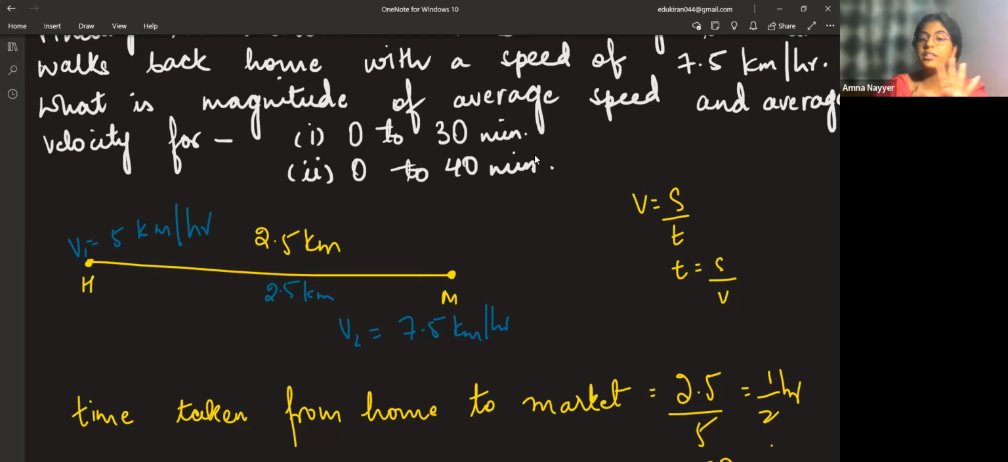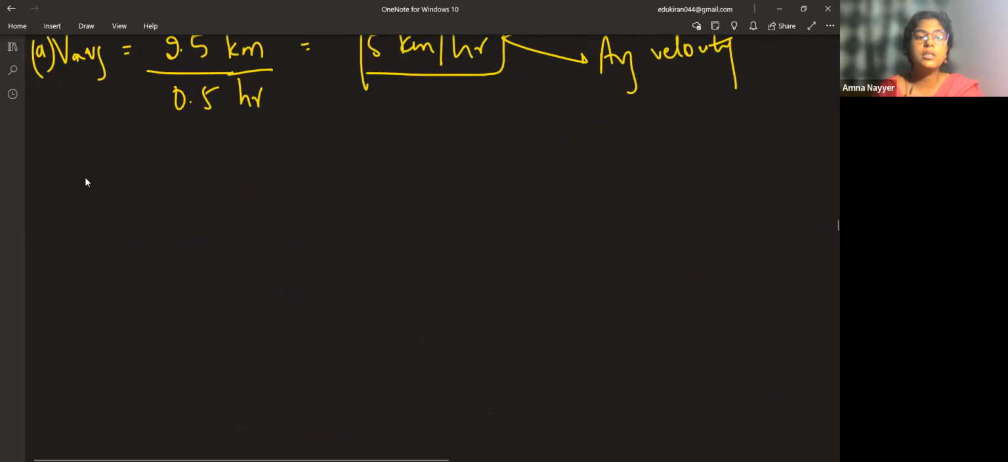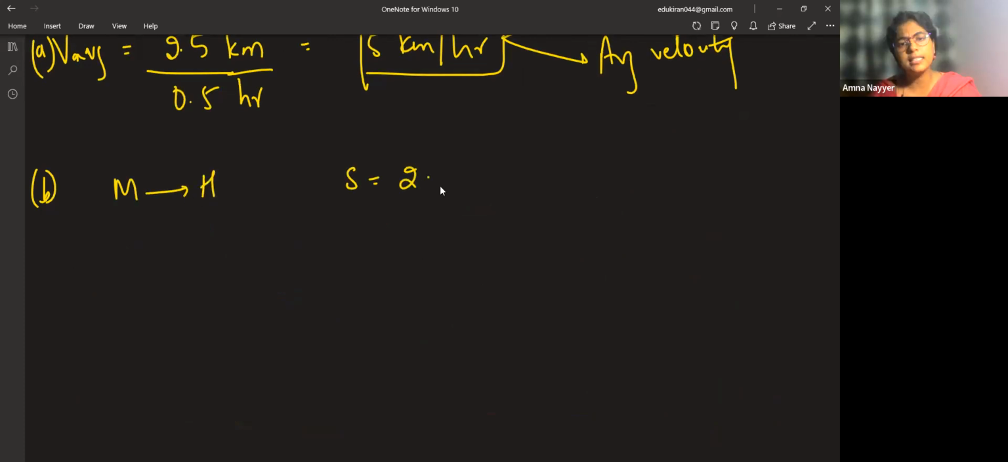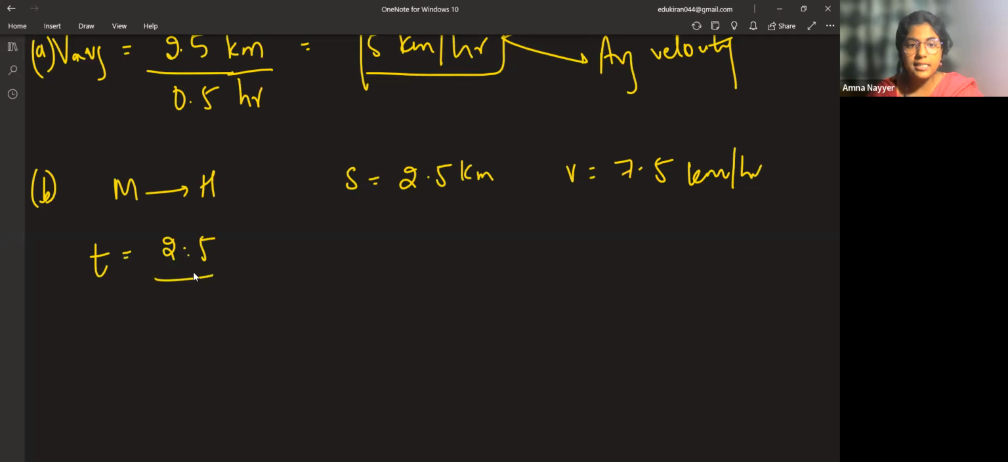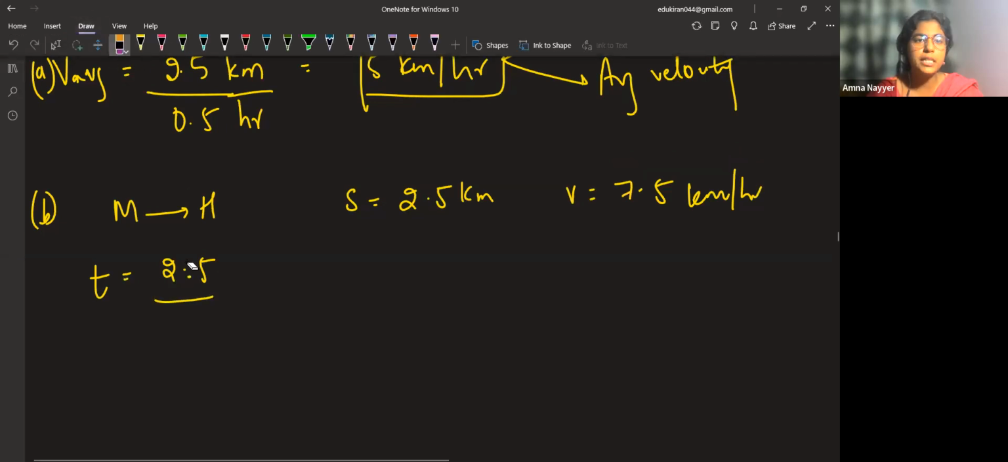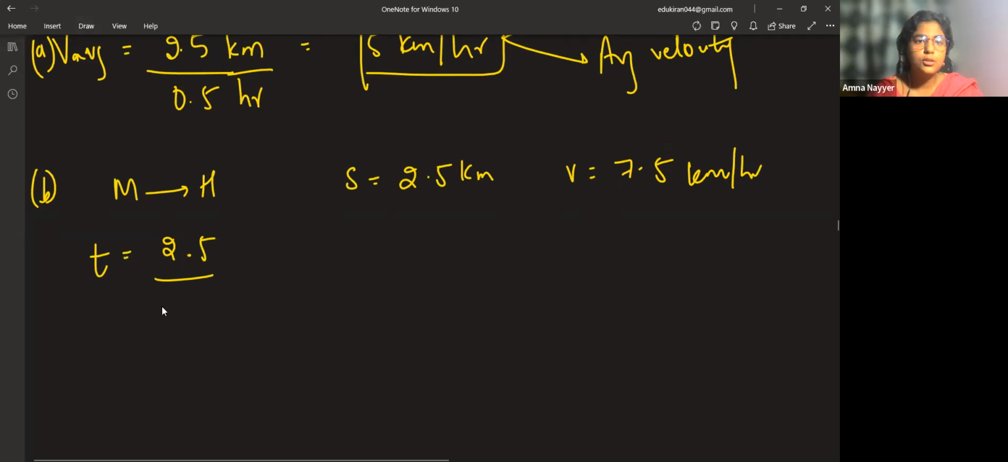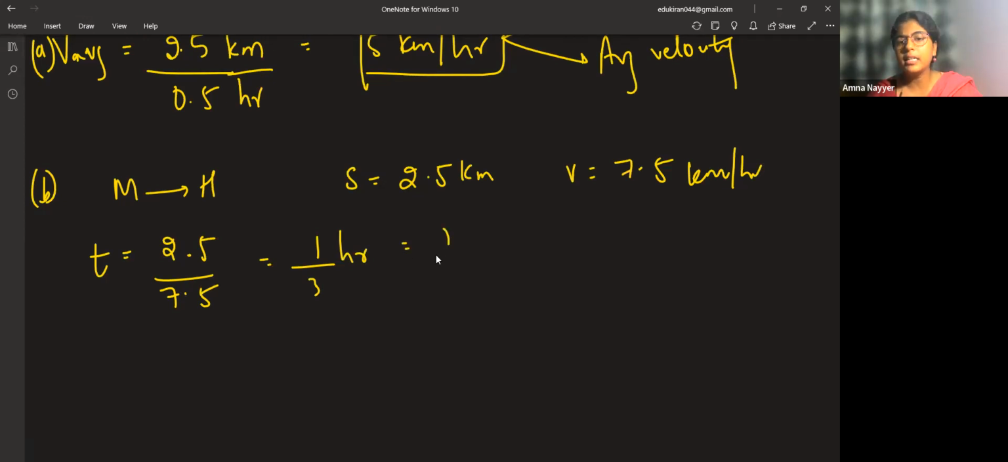Fine. So let us first find out how much time is taken when the person moves back to the market. So from market to home we are calculating. What is the distance? Distance is still 2.5 kilometers. But what is the speed right now? Speed becomes 7.5 kilometers per hour. So what is the time? Distance by speed. 2.5 by 7.5, that is 1 by 3 of an hour. 1 by 3 multiplied with 60 becomes 20 minutes.